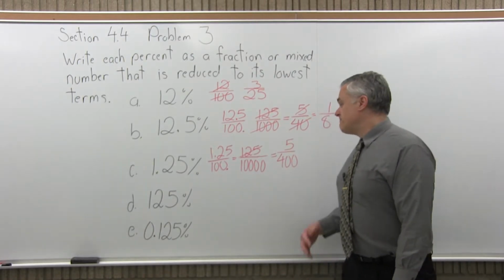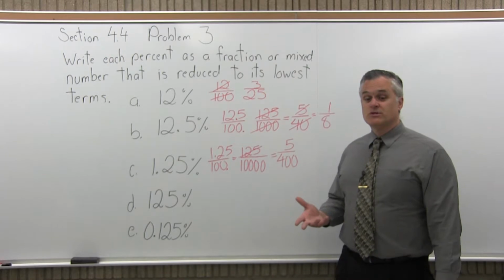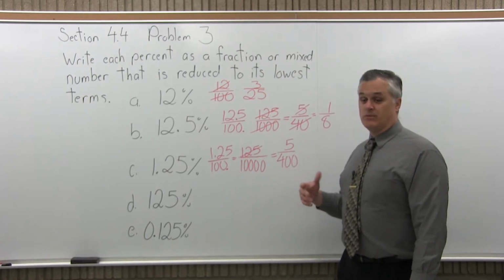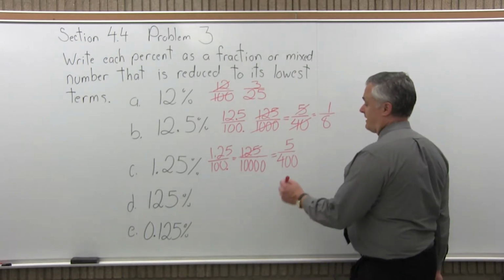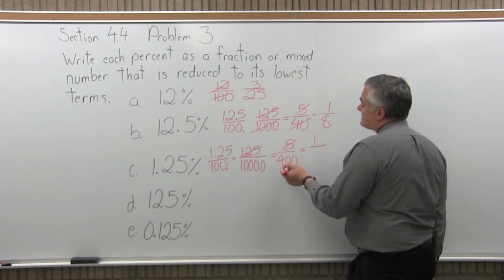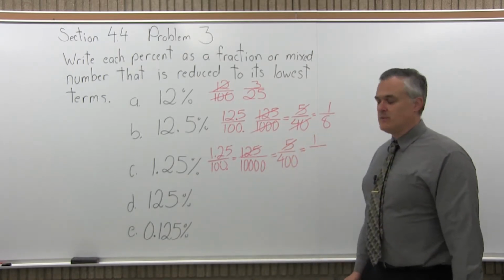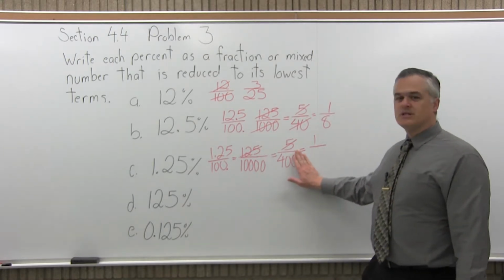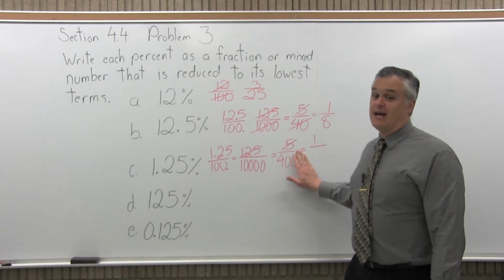Now again, that's better, but it's not reduced to its lowest terms. 5 and 400 are both evenly divisible by 5. So 5 divides into 5 once. 5 divides into 400. That's kind of tough too. So again, pretend I can't see one of the zeros. I know 5 goes into 40 8 times.